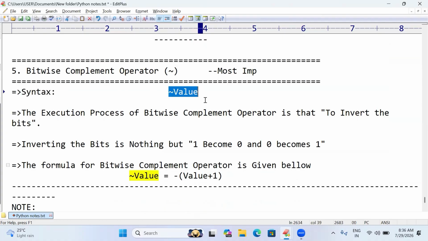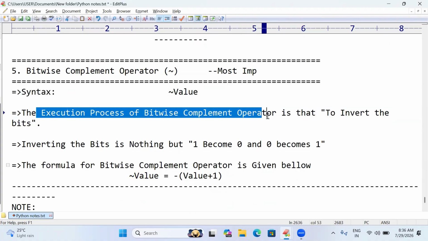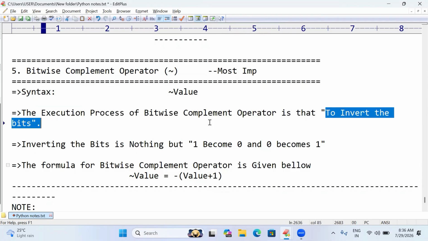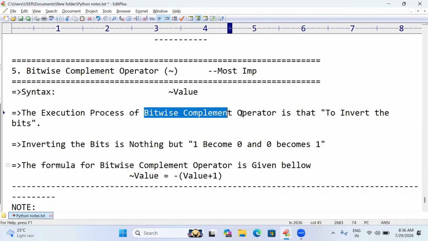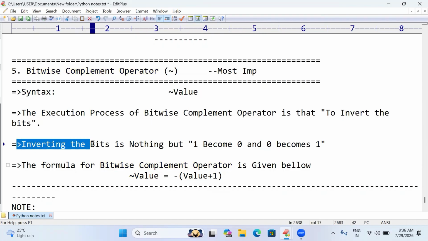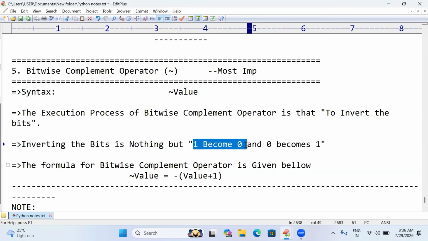So negation value. The execution process of the bitwise operator is to invert the bits. So whenever we do this, negation value, it is going to perform the complement operation. Inverting the bits is nothing but 1 becomes 0 and 0 becomes 1, right? So this 1 becomes 0 and 0 becomes 1 is known as inverting the bits.